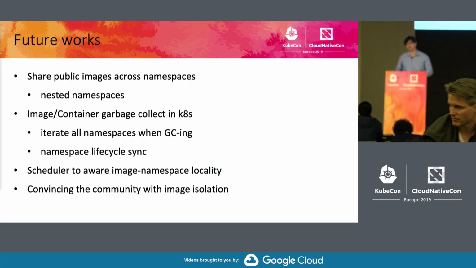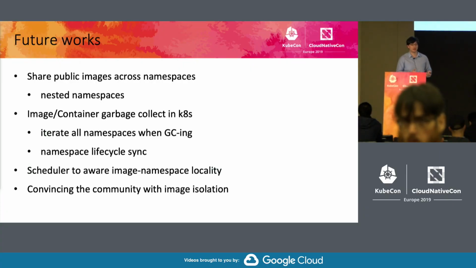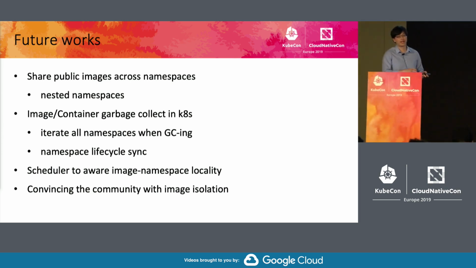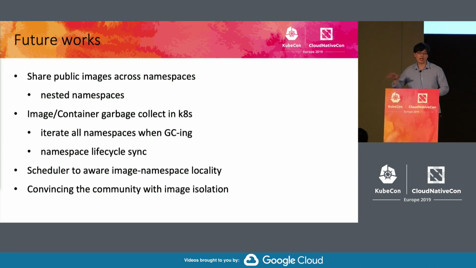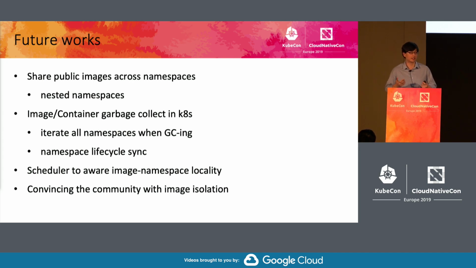Okay. Since we don't share the image across namespaces anymore, if a user wants to use a BusyBox image in one namespace, and another user wants to use BusyBox as well, in our feature we have to pull that BusyBox again since we already isolated those namespaces. So if we have nested namespaces, these two kinds of users can all share those public images. So all the public images can be stored in this parent namespace, and all the child namespaces can share those images. Thank you.